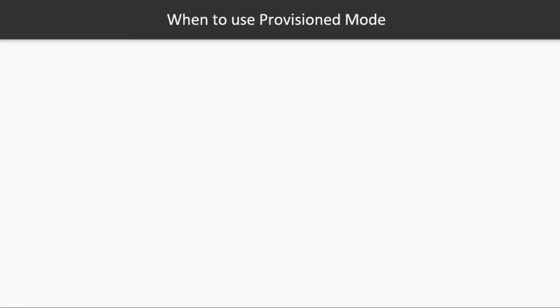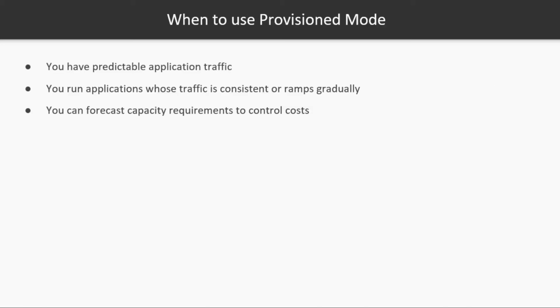When the answer to any of these questions is true, then we should use provisioned mode. You have predictable application traffic. You run applications whose traffic is consistent or ramps gradually. You can forecast capacity requirements to control costs.